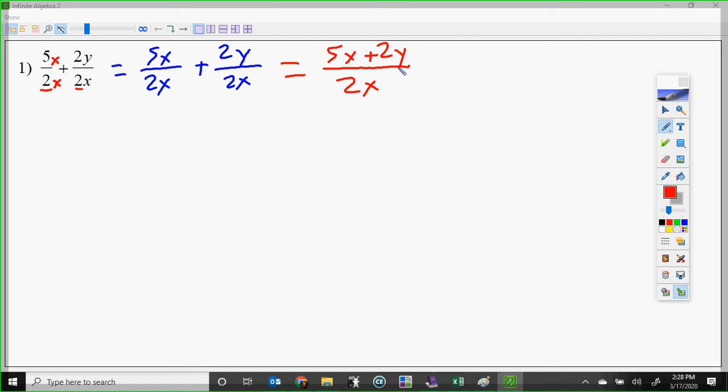If I can simplify, I will, but let's see, for this one I have 2, 5, and 2. Is there anything that I can factor out of all three of those? And no, I cannot. And then I look at the x, y. Is there something I can do with all three of those? Again, no, there's not. So my answer is going to stay just like that.